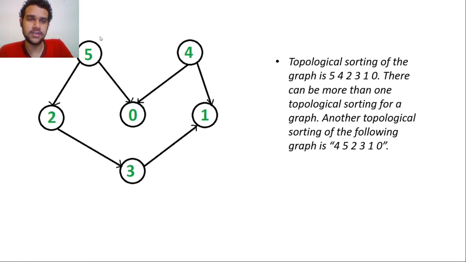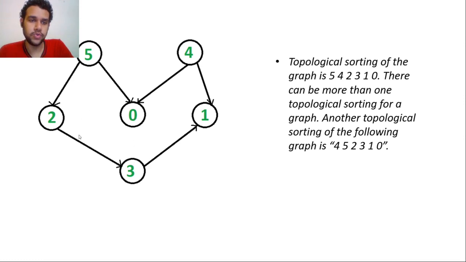So we can either start from vertex 5 or vertex 4 because they are not connected and it doesn't matter which order we go for. So let us suppose we start from 5. So our topological sorting order becomes 5, 4, 2, 3, 1 and then 0. Or if you start from 4, the order becomes 4, 5, 2, 3, 1 and 0.